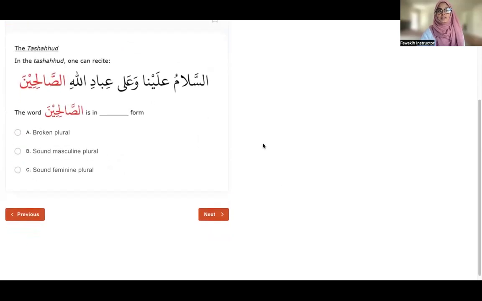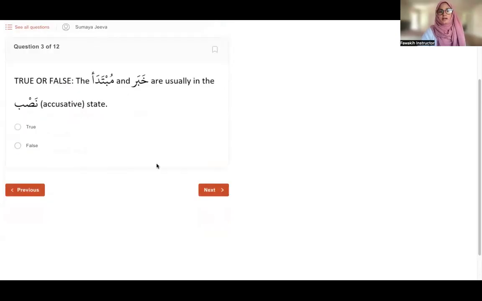Okay, good. Then we have Assalamu alayna wa ala ibadillahi salihin. The word salihin is in what form? Let's give somebody else a chance. Yes, Bushra. It's going to be nasb or jar, because if it was salihun, then it would be raf'. It is. And so is it A, B, or C? Sound masculine plural, just like Muslimin. The mubtada and khabar are usually in the nasb case. False. It's always in the raf' case.